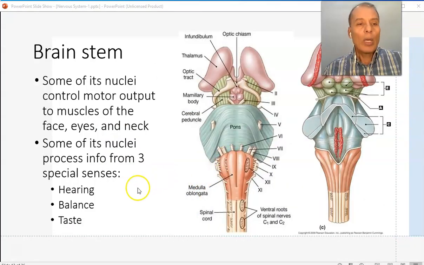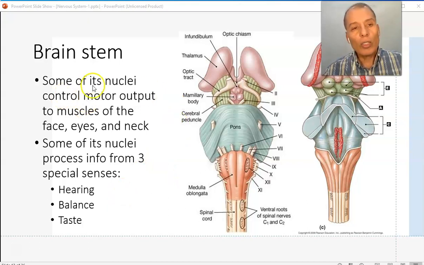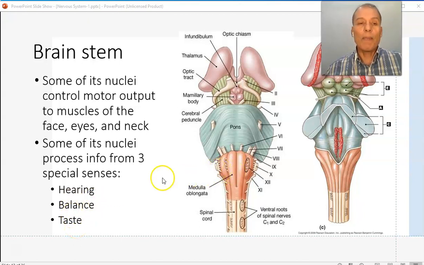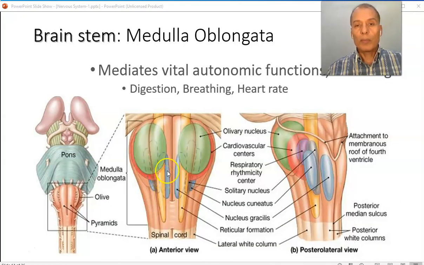So, in addition to these functions, some of the nuclei in the brainstem mediate or control senses like hearing, balance, and taste. All of these functions are found in the brainstem. The brainstem, again, has structures or nuclei that control digestion, breathing, heart rate, and also play a major role in swallowing.